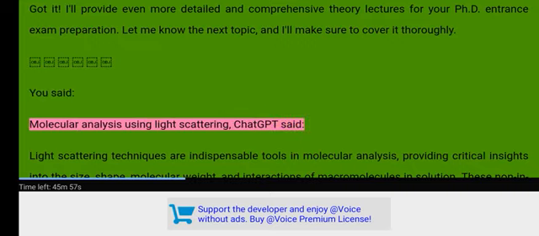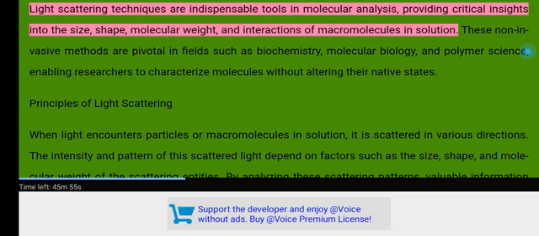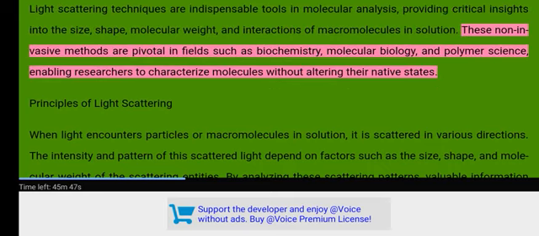You said: Molecular analysis using light scattering. ChatGPT said: Light scattering techniques are indispensable tools in molecular analysis, providing critical insights into the size, shape, molecular weight, and interactions of macromolecules in solution. These non-invasive methods are pivotal in fields such as biochemistry, molecular biology, and polymer science, enabling researchers to characterize molecules without altering their native states.